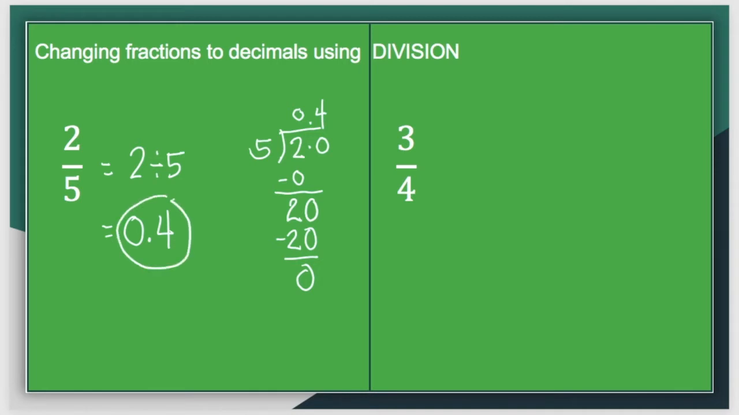Let's have another example. 3/4. Using the long division process, we divide 3 by 4. And we know that 3 can also be written like this, 3.0. 3 divided by 4 is 0. 0 times 4 is 0. 3 minus 0 is 3. We have a remainder of 3. So let's rename that into 3 tenths, or 30. 30 divided by 4 is 7.